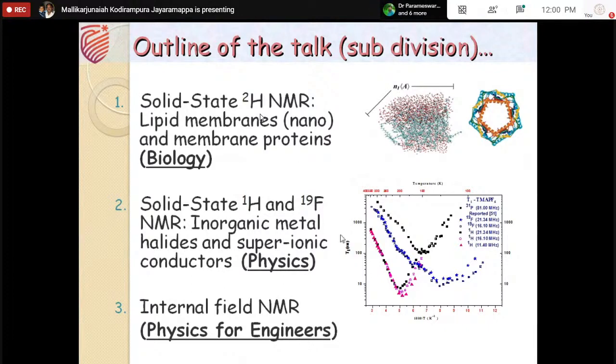In the second part, we talk about systems that are not really nanomaterial. So in bulk material also, how physical concepts like phase transitions, activation energies corresponding to particular groups, and quantum rotational tunneling happen in the system, we are going to study in the second part of the talk. In the third part, we are talking about the internal field, which I explained earlier.